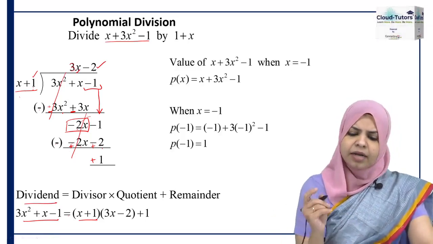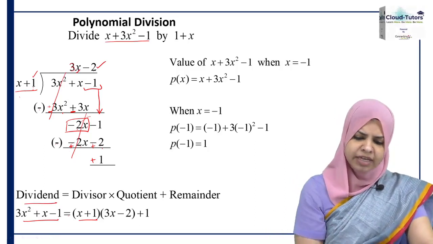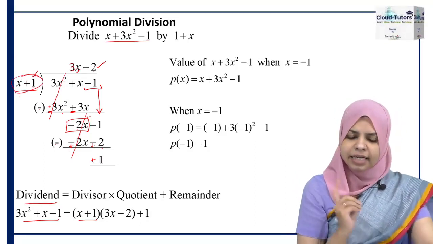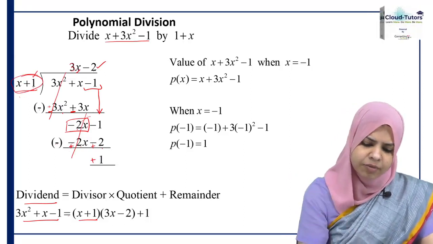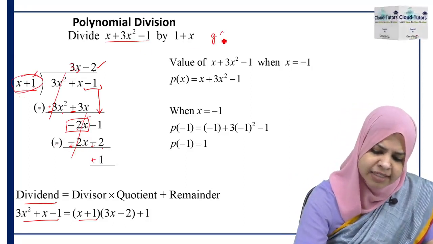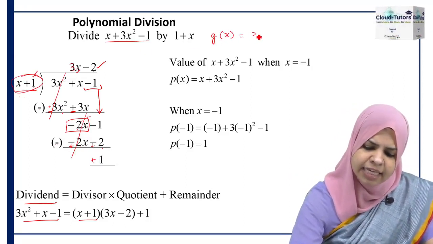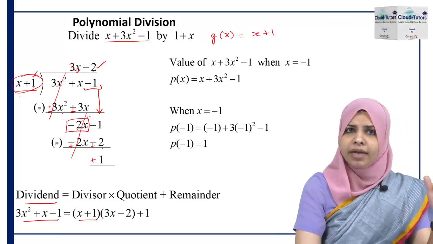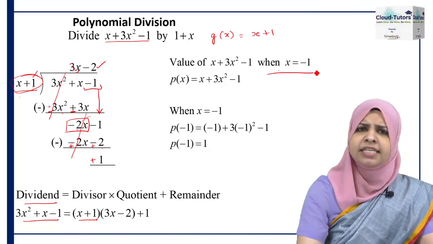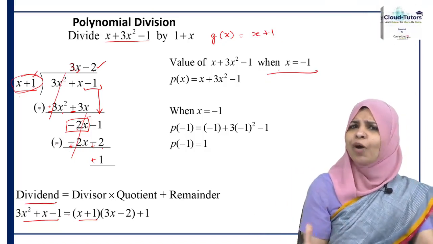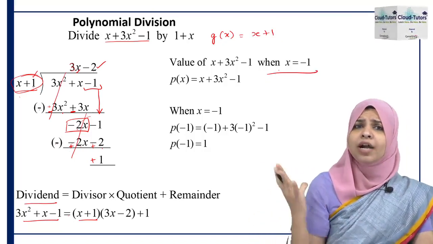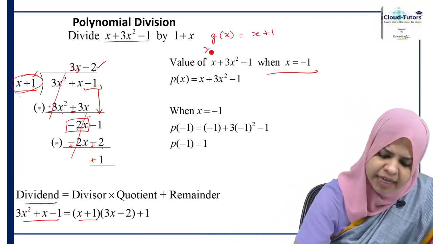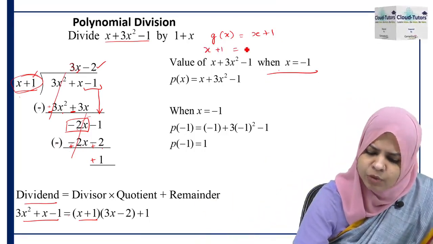Now, what do you see here? This is my g of x, right? Okay. Now, g of x is x plus 1, or 1 plus x, doesn't matter. Okay. Now, when x is equal to minus 1, how am I getting minus 1? What am I doing here? I am equating it to 0. X plus 1 is equal to 0.